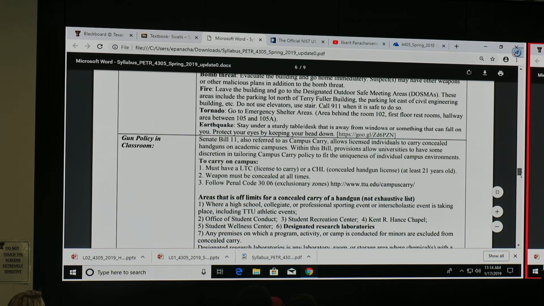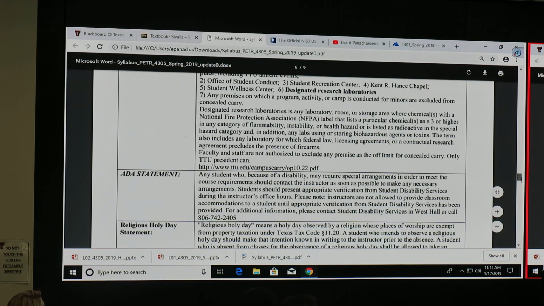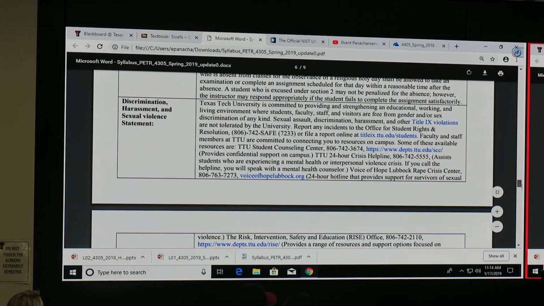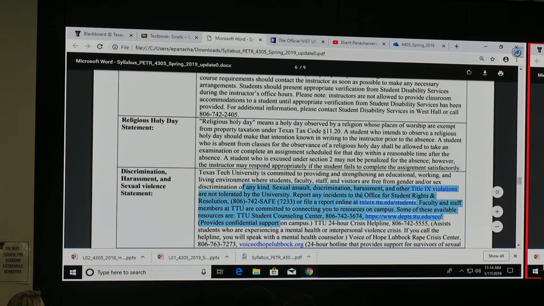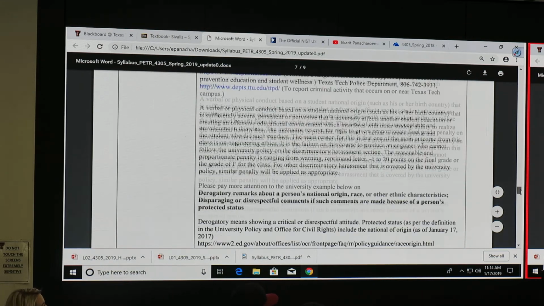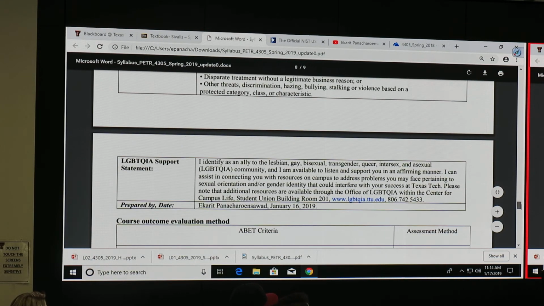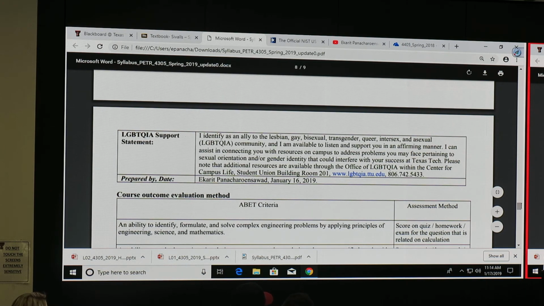Gun policy, read it, do whatever the law allows. Discrimination, just don't say anything bad to your colleagues, and it will be fine. We have this because last year some people didn't want to comply with it. LGBTQIA support. Okay, I support every gender.